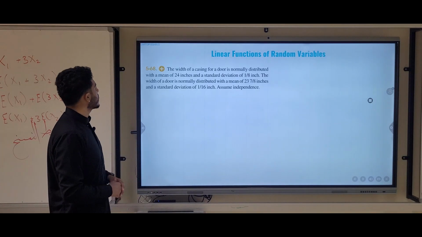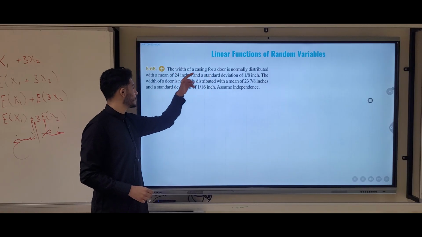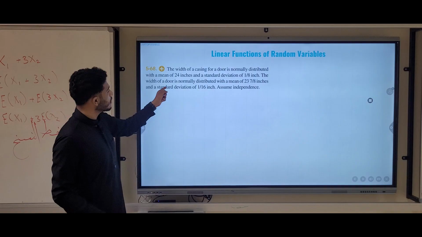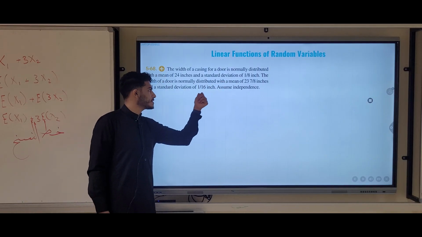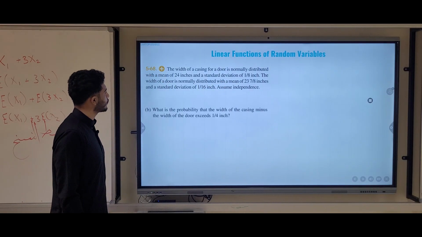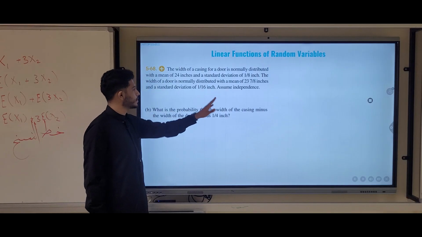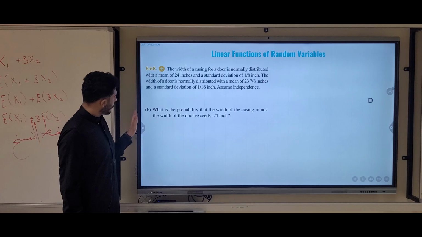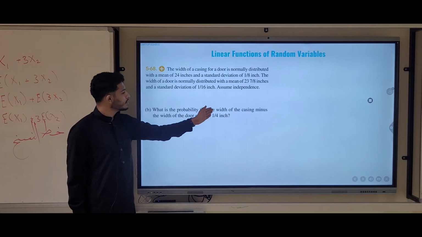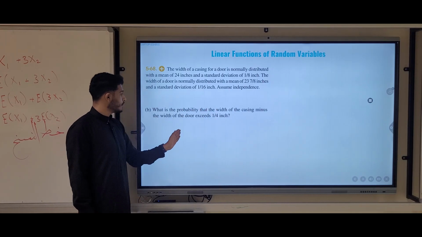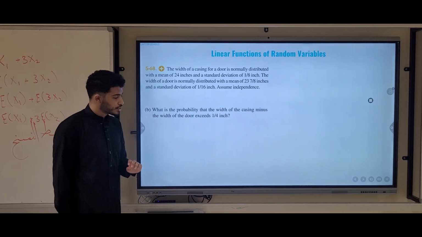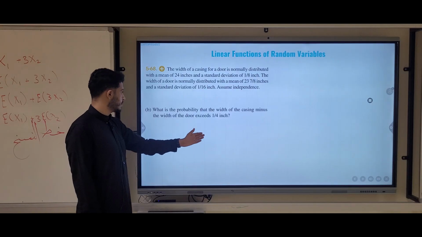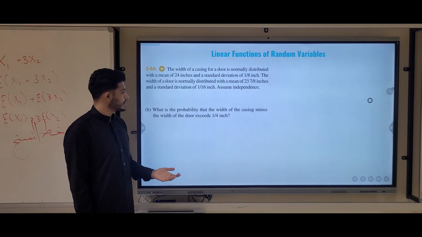The next question says that the width of a casing of a door is normally distributed with this mean and this standard deviation, and the width of the door itself is distributed with this mean and this standard deviation. So let's see what they wanted from us. They also told us that they are normally distributed and they are independent. So they want us to find the probability of the width of the casing minus the width of the door exceeding 1/4 inch. So they literally gave us the function inside of the question, so we know exactly what function we're going to write.